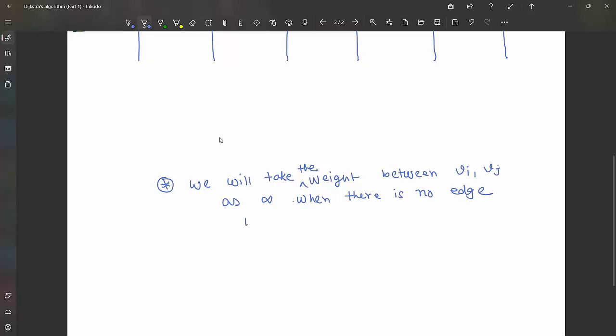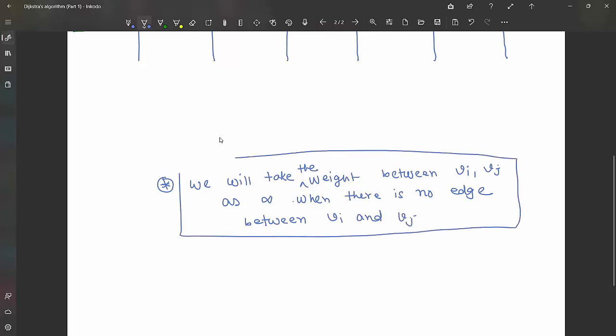So we will take the weight between Vi and Vj, Wij, as infinity when there is no edge between Vi and Vj. This is very much important. If there is no edge between Vi and Vj directly, then we take the weight as infinity.